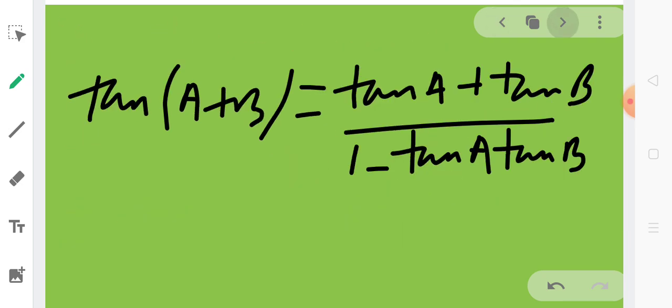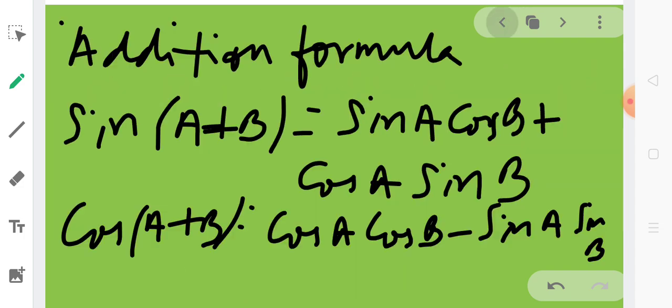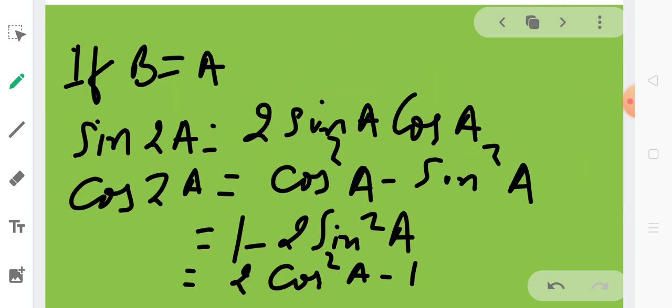These are called the addition formulas because we are simply adding the two angles. Now if we put b equal to a, like for instance in place of sin of a plus b, if I write a plus a, it will become sine of 2a. So this will give you the result sine 2a equal to 2 sin a cos a.